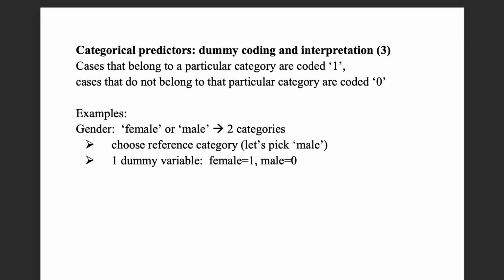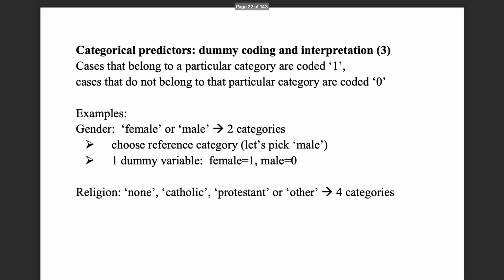So we have 2 categories, we are picking male as the reference category. That means we need to create 1 dummy variable in our data set, where for each case that we observe, we're going to look at that case. Well, is that case female or is it male? And if the case is female, then we're going to assign the value 1 on that dummy variable to that case. If the case is male, we are going to assign the value 0 to that case. So now we created a dummy variable for gender for all of our cases, where all the people that indicated female on the questionnaire got the value 1, and all the people that indicated male on the questionnaire get the value 0 on this 1 dummy variable.